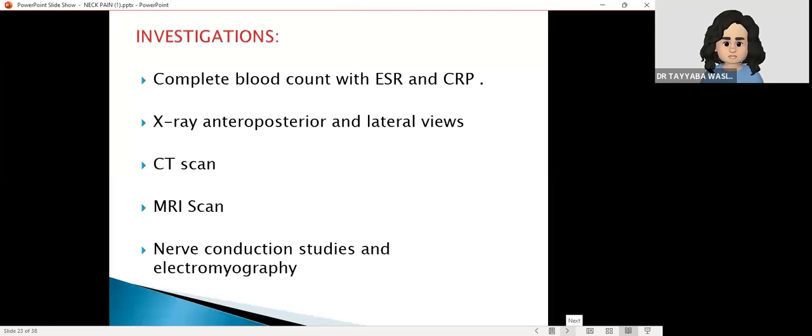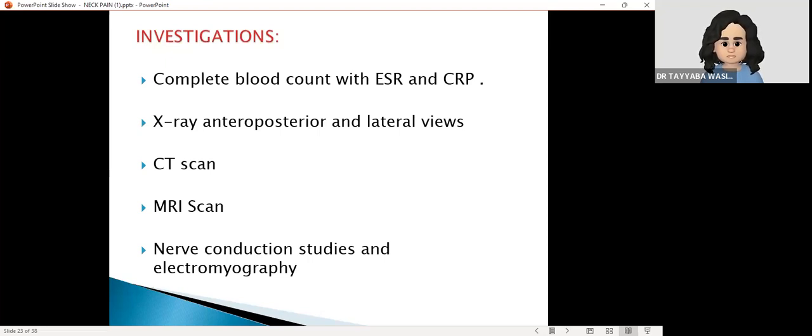Then coming on to the investigation. Investigations are very important with reference to neck pain because these can guide us about the various causes or the various sites of the pathology, so that we can make an appropriate management plan. Starting from the very basic investigation, it is the complete blood count with ESR and CRP.